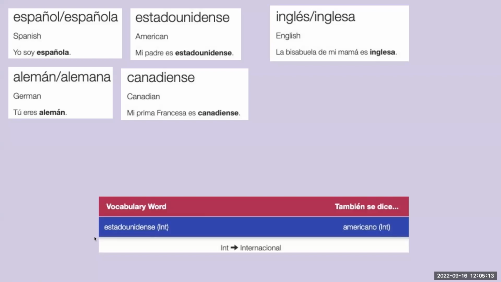Canadiense is Canadian. Notice it's similar to estadounidense in the way that it ends. You notice that estadounidense and canadiense both end with the letter E, so they're both masculine and feminine. So it says, mi prima Francesca es canadiense. My cousin Francesca is Canadian. Okay, so now let's look here and compare a little bit. People use estadounidense for being from the United States. You can also use americano.